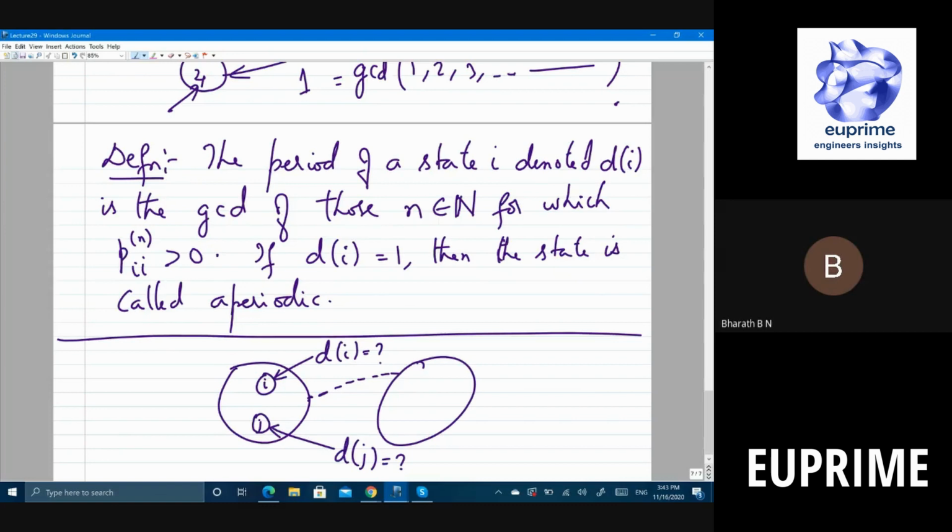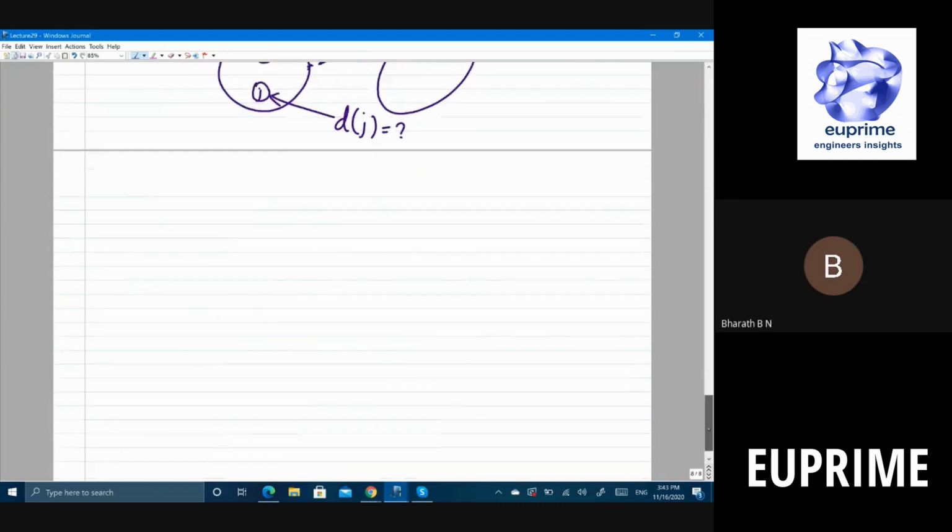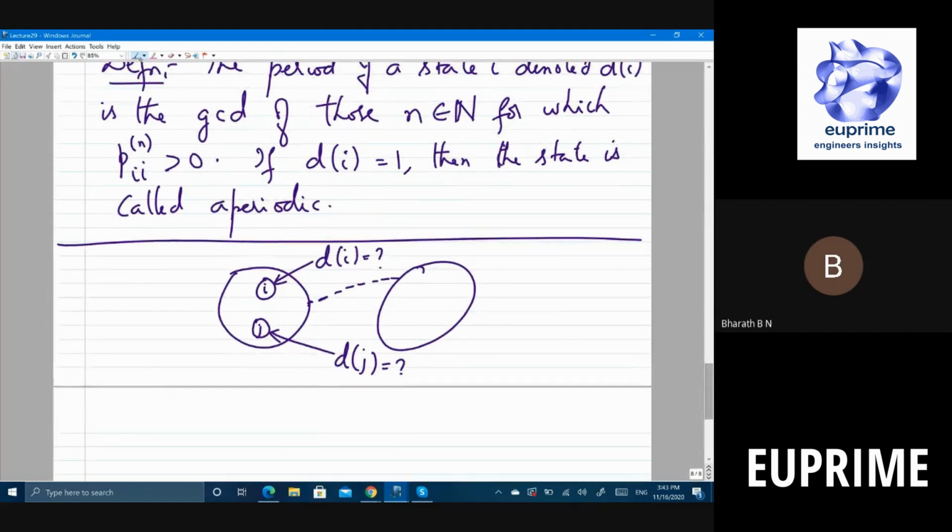Pictorially, this is what I can say. d of I is the greatest common divisor of the number of steps that you need in order to start at I and come back to I with non-zero probability. So this is the greatest divisor.